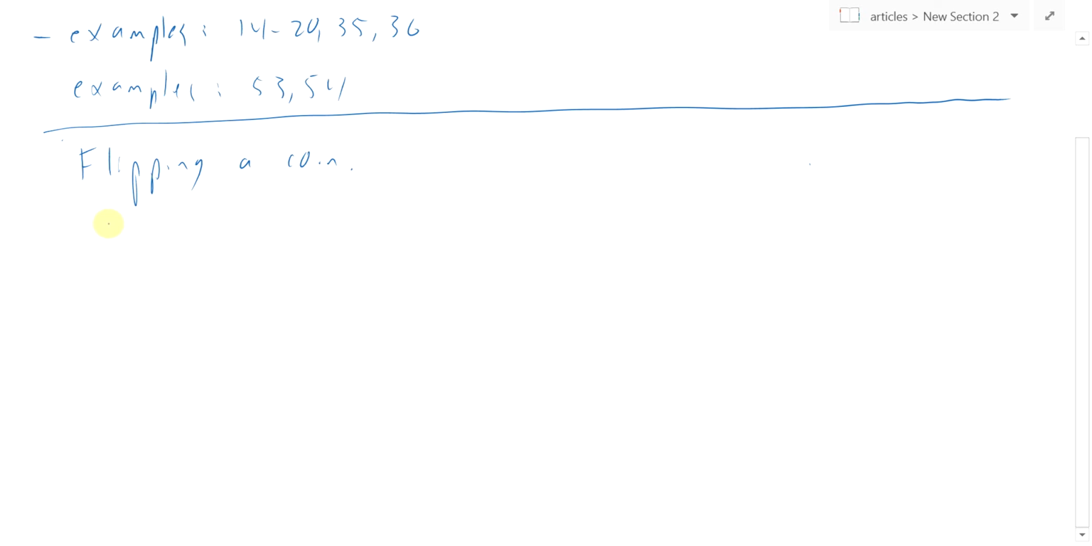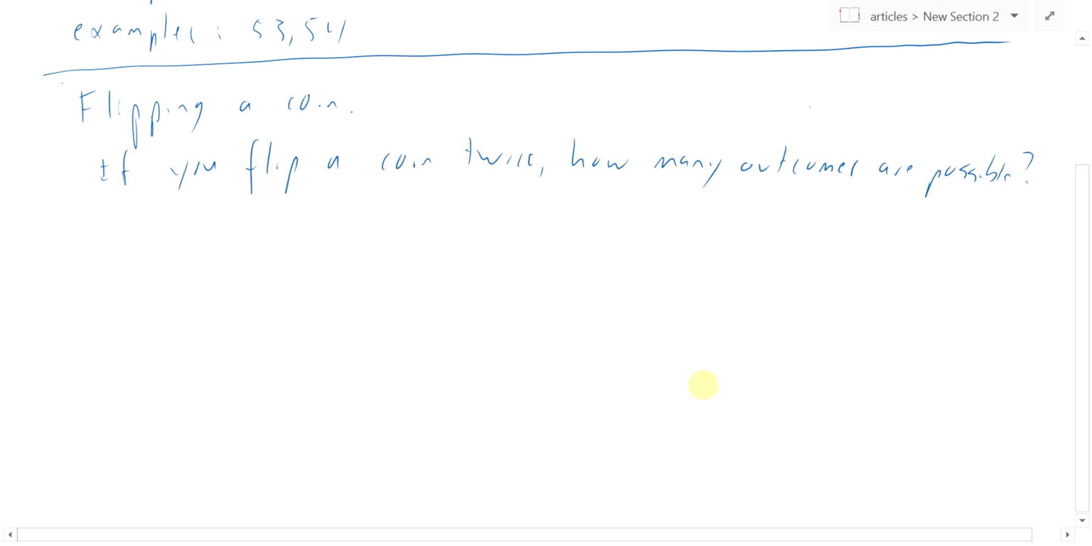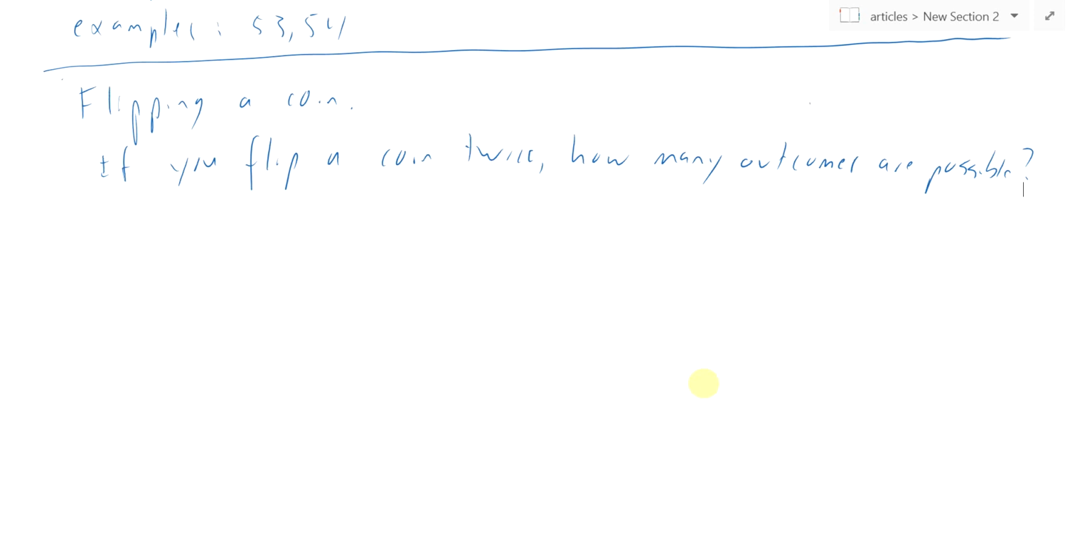If you flip a coin twice, how many outcomes are possible? And when I say outcomes, I'm not counting the number of heads and tails, right? We just want to record what happens after each time you flip it.